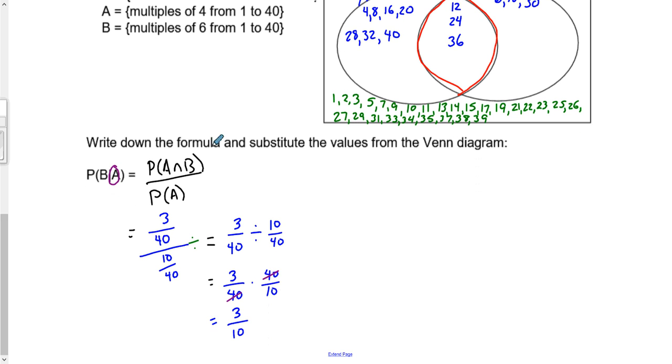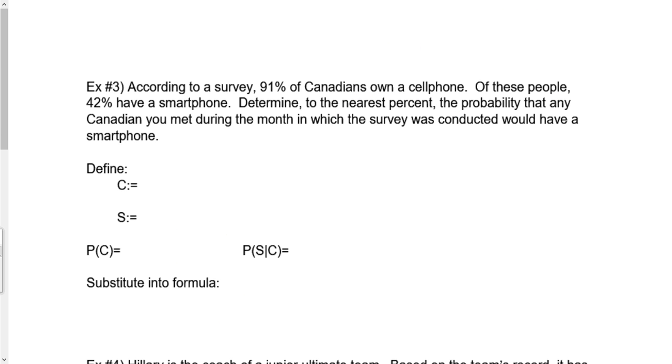I don't have a huge focus on this formula. I just like you to know that we can manipulate formulas to get what we need, because the probability of A and B happening does equal the probability of A happening multiplied by the probability of B, given that A has already happened. And then our last couple examples.